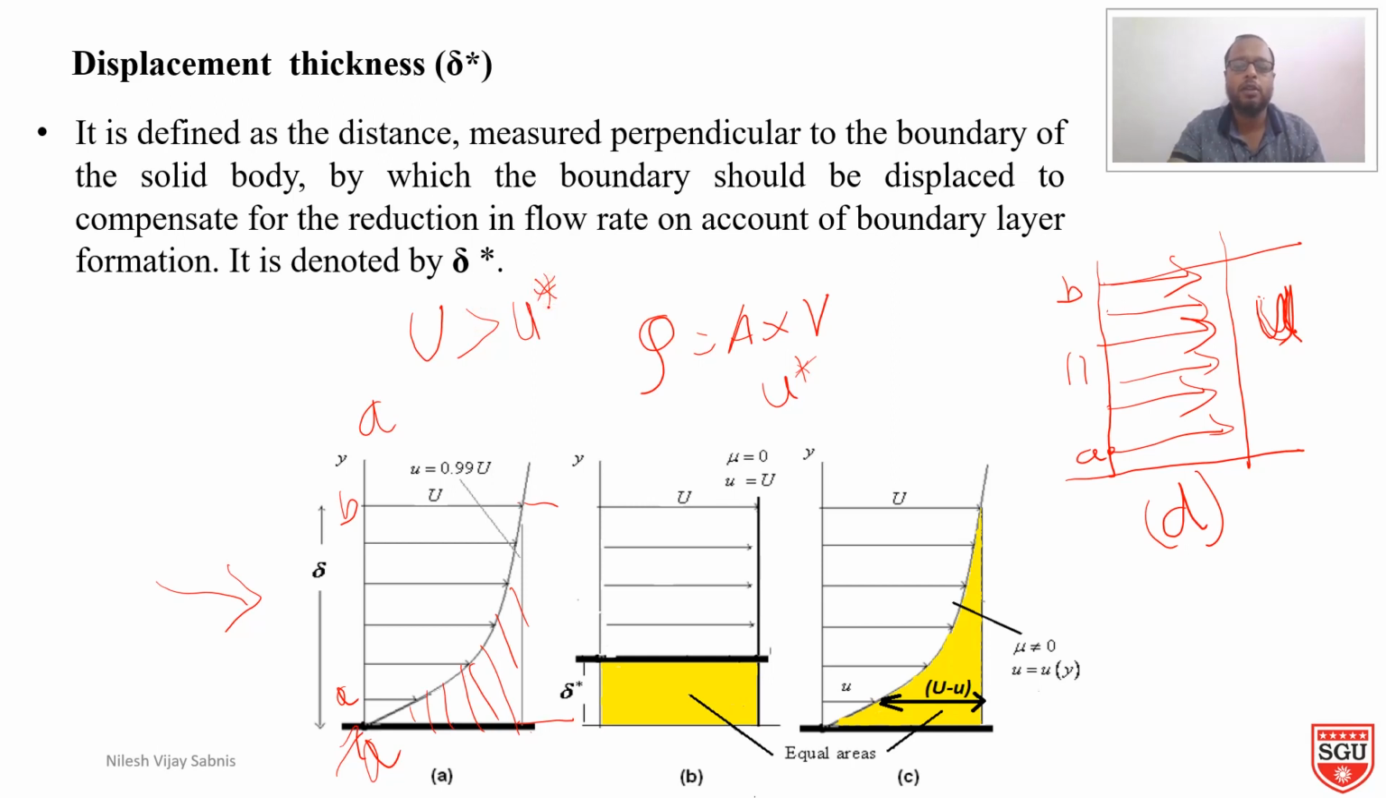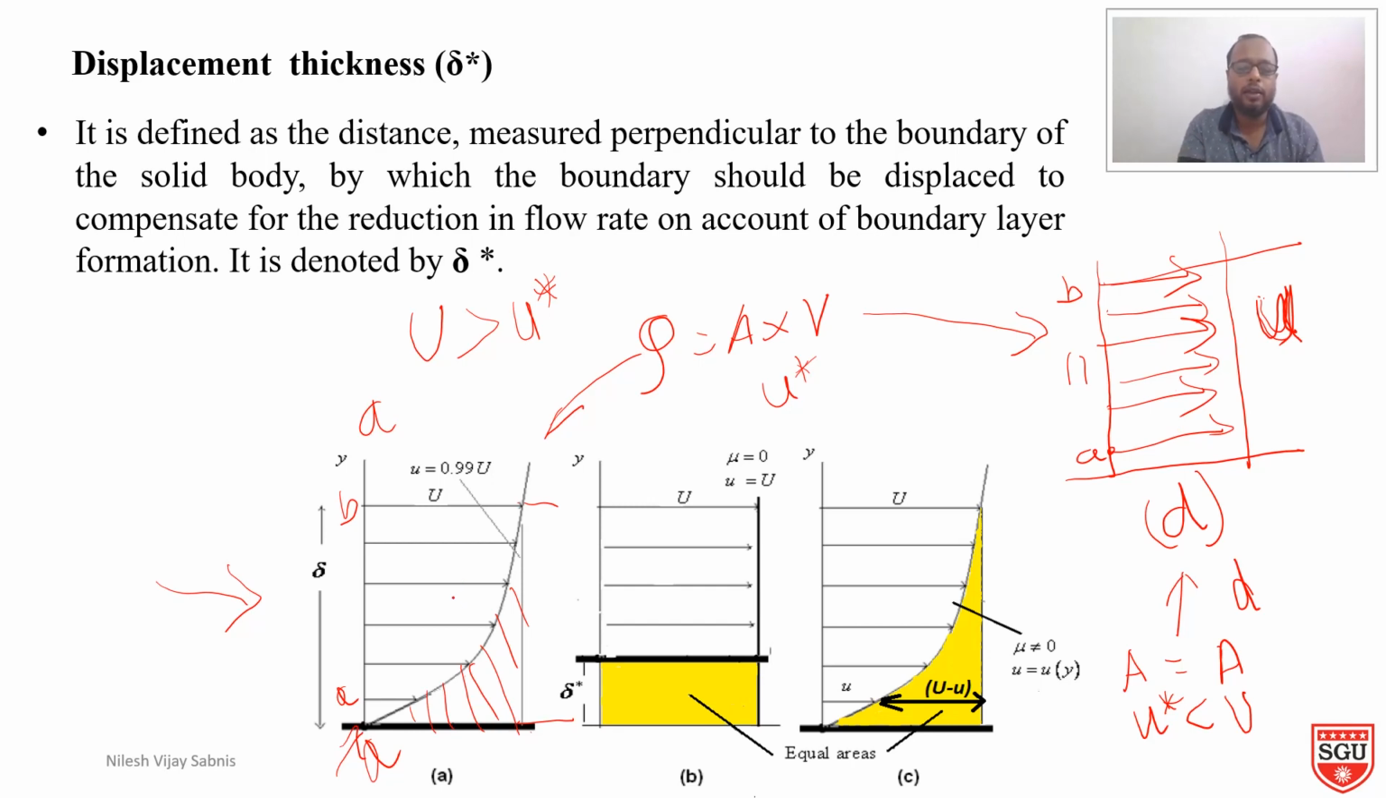So what you will observe, Q in case of the first plate and Q in case of the second condition, that is D condition, will be different. Which will be more, A or D? In case of D, because area is same but U star is less than capital U. So due to that, we are getting different discharges. If we are using ideal fluid, we will get more discharge. If we are using real fluid, we will get less discharge.